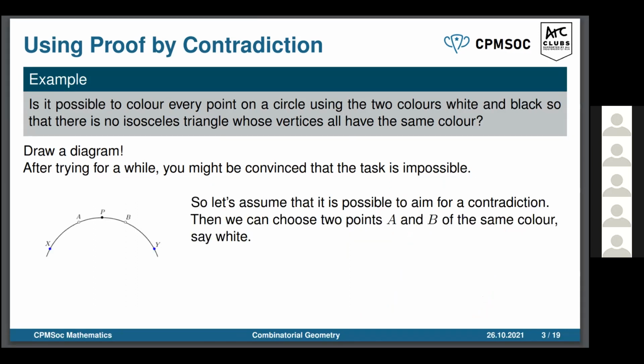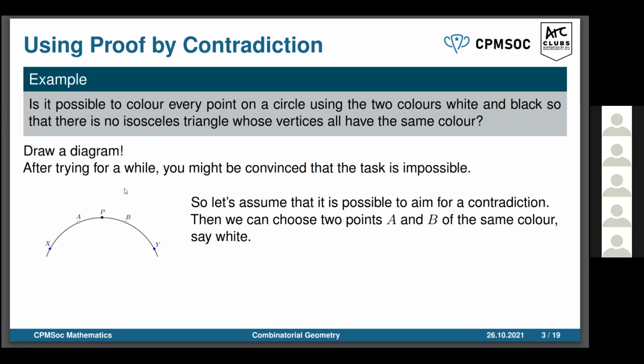Okay, so proof by contradiction is quite a nice idea here. You can start by assuming it's possible to color every point on the circle. And now, again, just as I mentioned earlier, we can maybe consider a finite number of points and see if we can reach a contradiction just from those finite points.